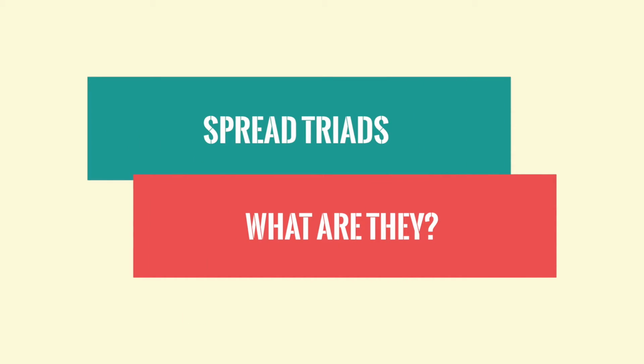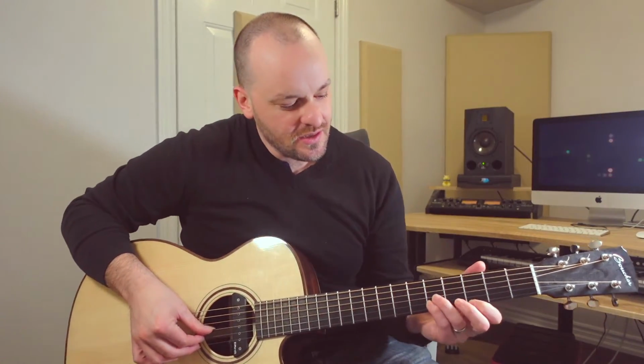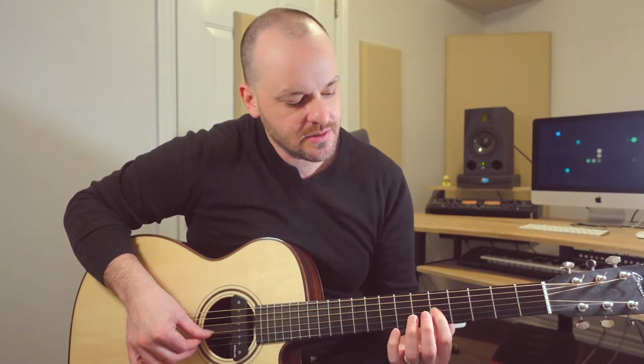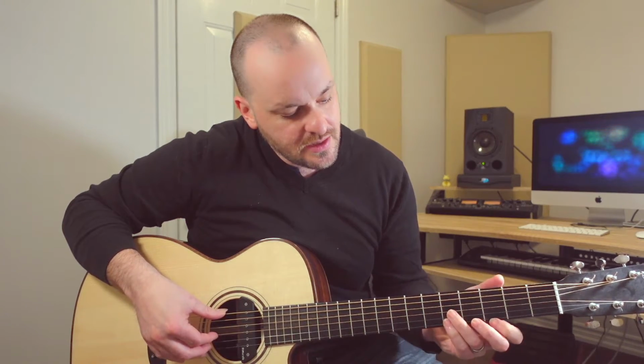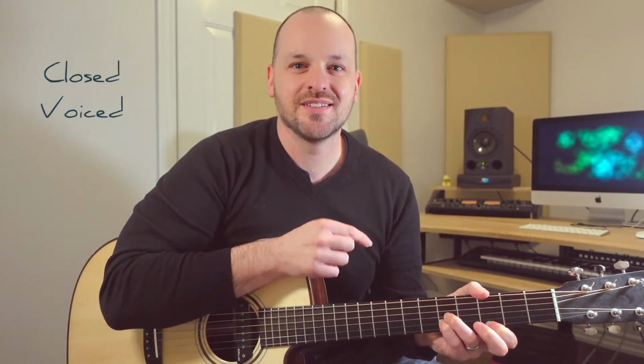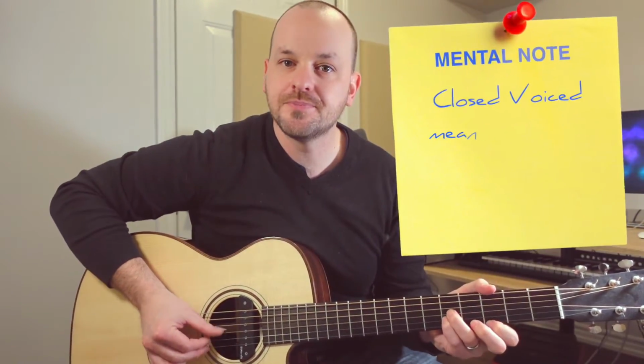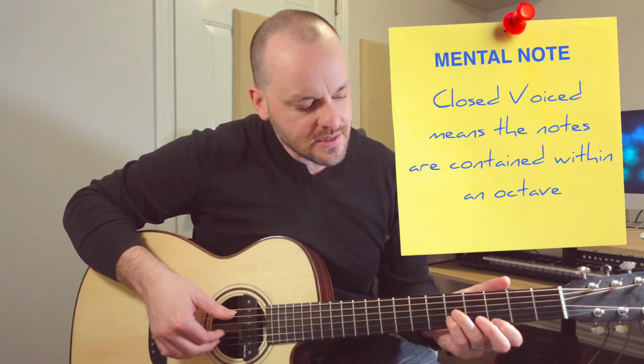All right, so that brings us to our topic of the day, spread triads. What are they? Well, we're going to take a triad like this, C, E, G. Could be any triad, right? Major, minor, suspended, whatever. Now, this is called a closed voiced triad. Very fancy words, right? All of that means is that all 3 of these notes are within 1 octave. Right, so listen to that sound. Like the notes sound close together.